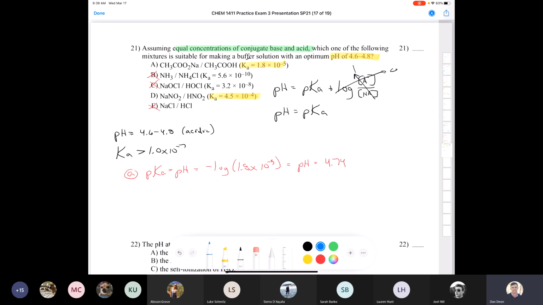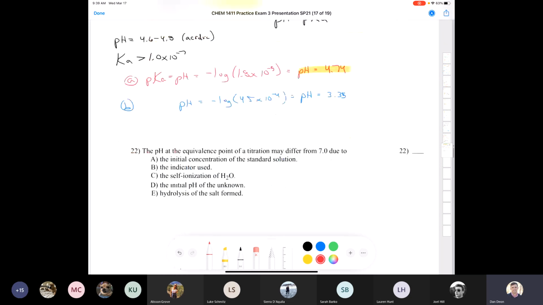And if we do the same thing for the other one, we say that the pH is going to be equal to the negative log of 4.5 times 10 to the negative 4. So we get that the pH is going to be equal to 3.35. And you see that this one is the correct one. And so the answer is A. It's the one that falls in that buffer range. Now, if you wanted to just evaluate the pH of everything, you could do that. But I think it's much more convenient to just eliminate these ones that are not going to produce acidic solutions anyway. So I'd say it's a little bit faster.